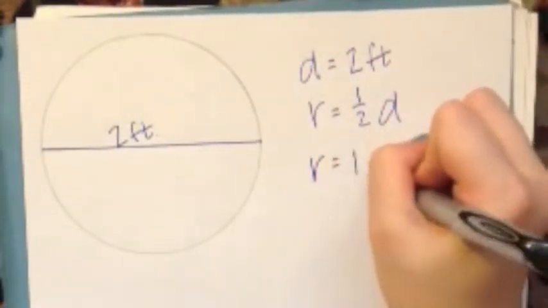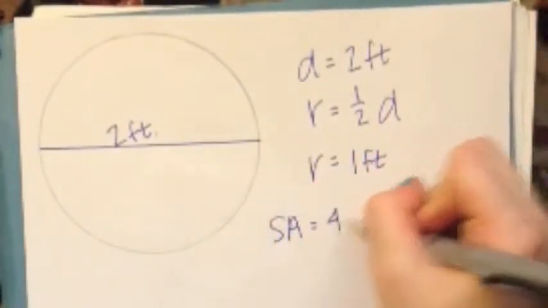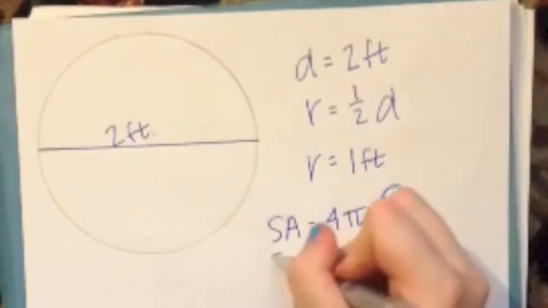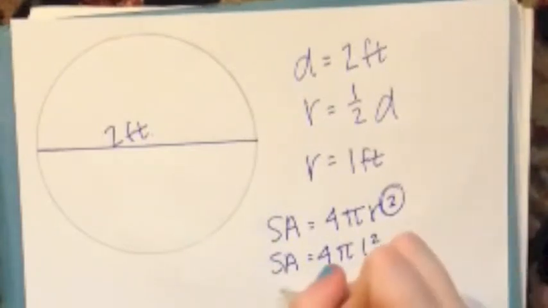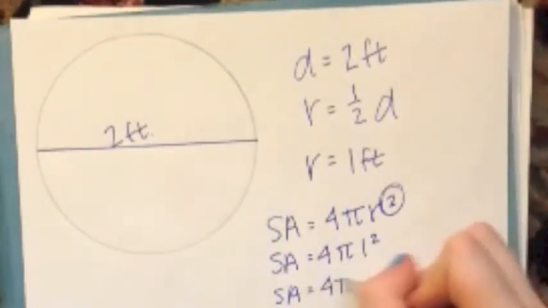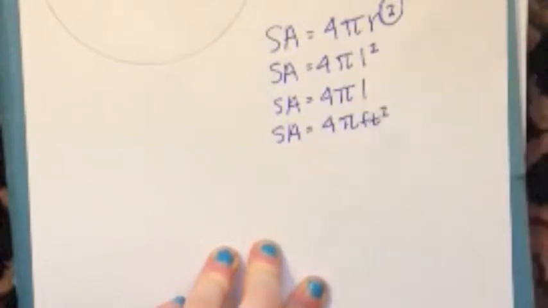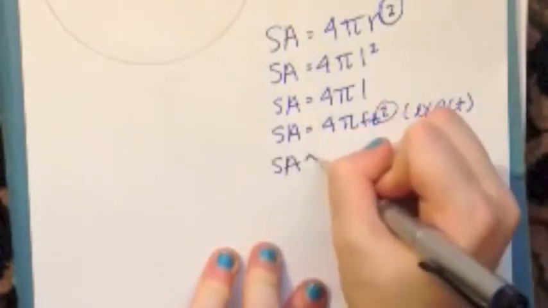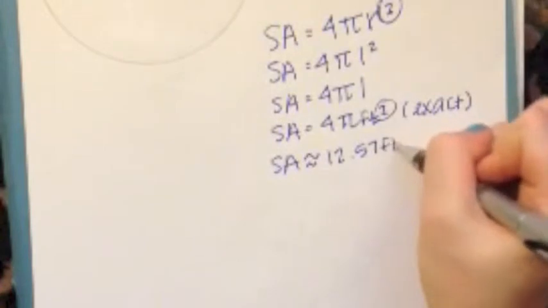be 1 foot. The equation to find surface area is 4 times pi times r squared. Don't forget to square the radius. Since the radius is 1, we can plug that in for r. 1 squared is 1, so the surface area is 4 times pi times 1. Simplify that and you get 4 pi feet squared, which is the exact answer. But we also want to find an estimate rounded to the nearest hundredth, which is 12.57 feet squared. Don't forget the units is squared.